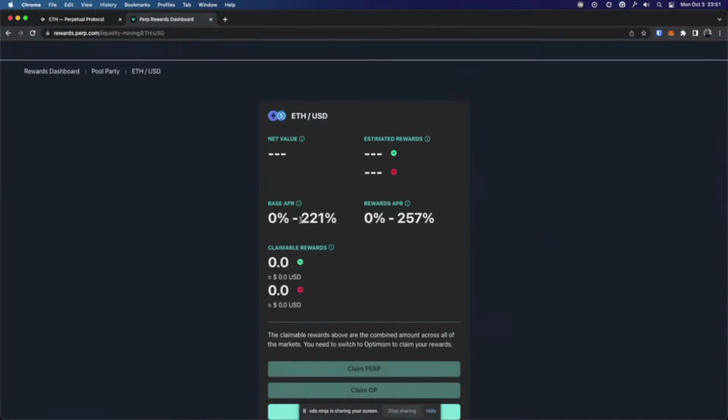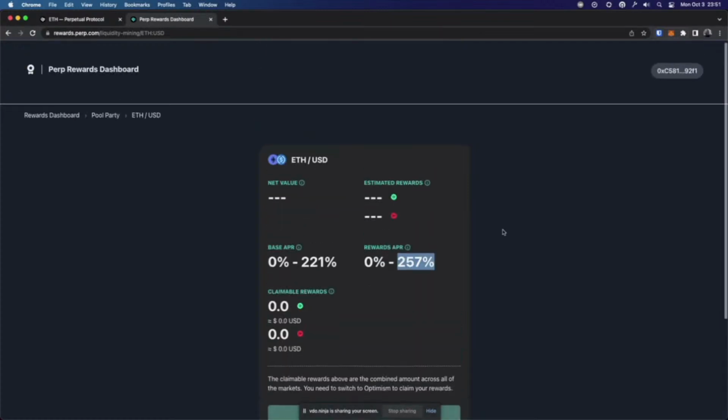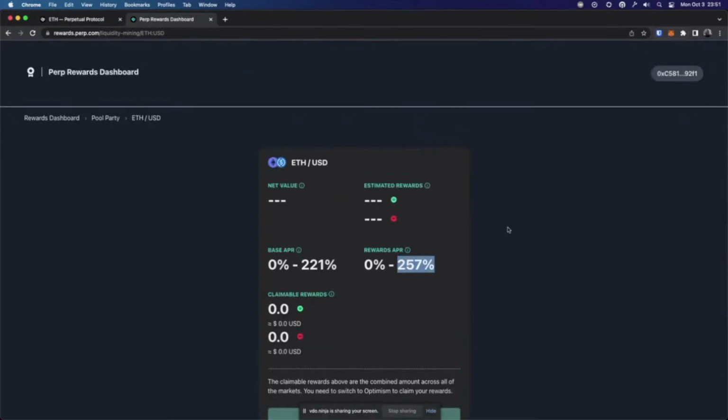But on the base rewards, you can make up to 221%, and then additionally the extra rewards of perp and OP tokens they give you will bump it up an additional 257%. So that is a crazy number, and it's potentially not sustainable. So I don't expect it to last very long.